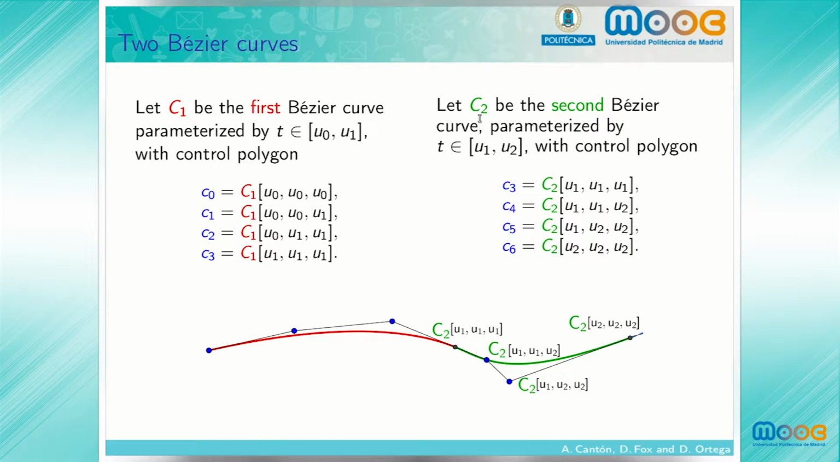If C2 is the polar form of the green curve, which is a curve parameterized by t between u1 and u2, its first vertex is given by the polar form of the second curve evaluated at u1 3 times, where u1 is the left end of the time interval.